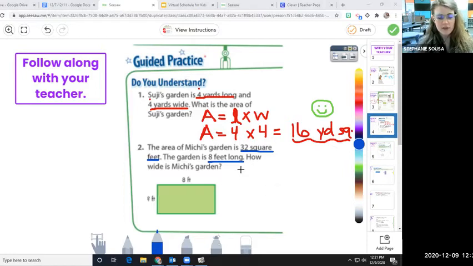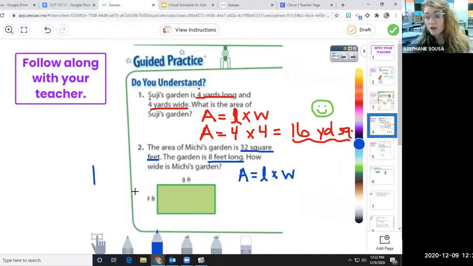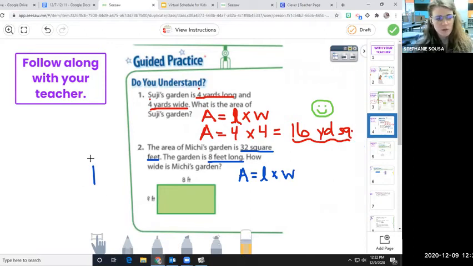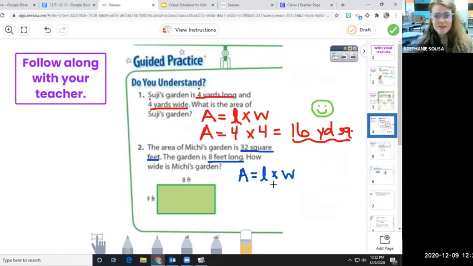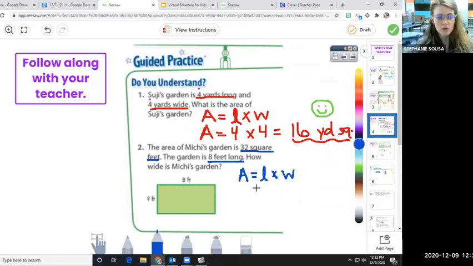Okay, let's take a look at this. Let's write our equation again. Area is equal to length times width. And again, I'm using that cursive lowercase l to show that it's not a 1, because a lowercase l can look like a 1, and then it looks like 1 times something, and that's confusing. So I'm using that cursive L. Now. Beautiful. She's got it. So area is equal to length times width.